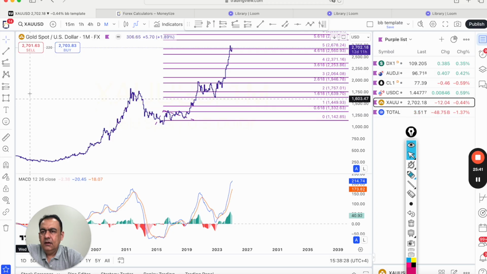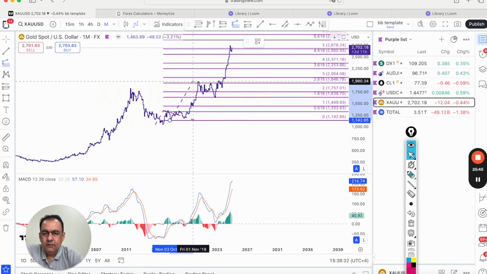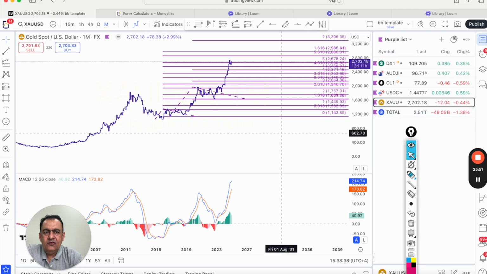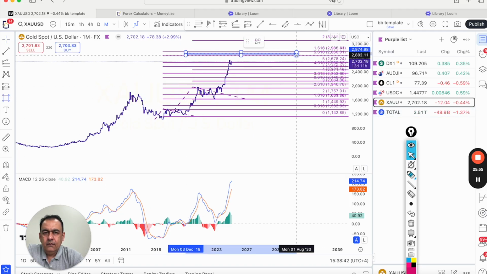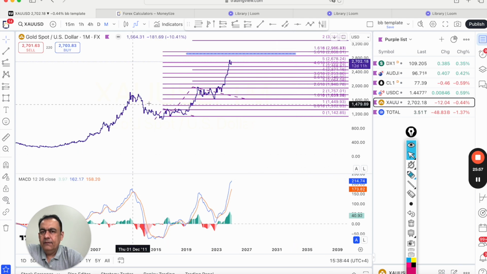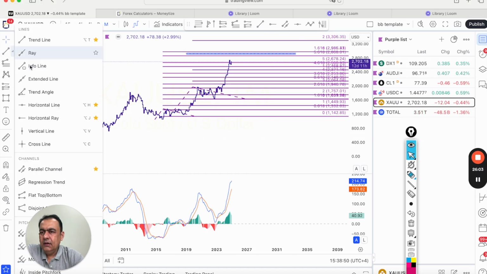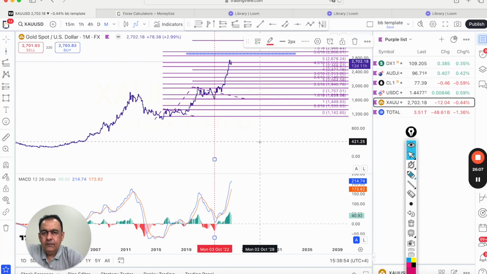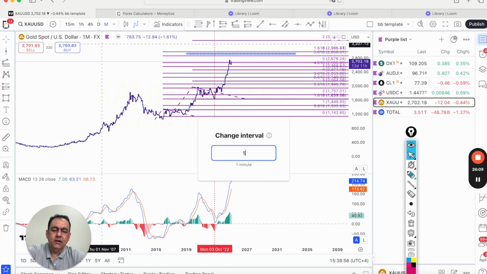First monthly applied and second monthly extension applied. So we have strong zone here. Going to weekly now. So I'm going to bring a vertical line on the lowest point of weekly, and let's move to weekly chart now.